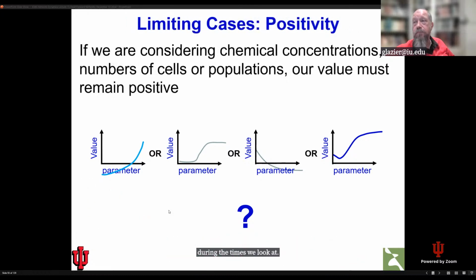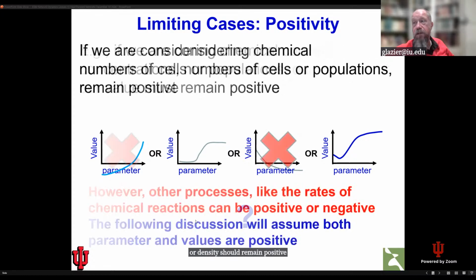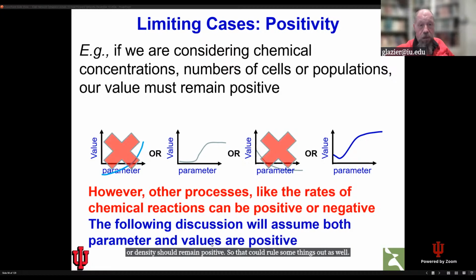For a lot of the things we're dealing with, like chemical concentrations, the number of individuals, for example, or density should remain positive. So that could rule some things out as well. Of course, rates of reaction could go negative, and things like electrical potential could be positive or negative.